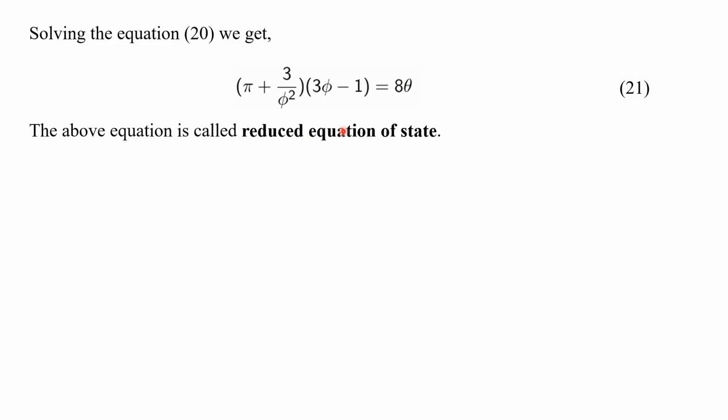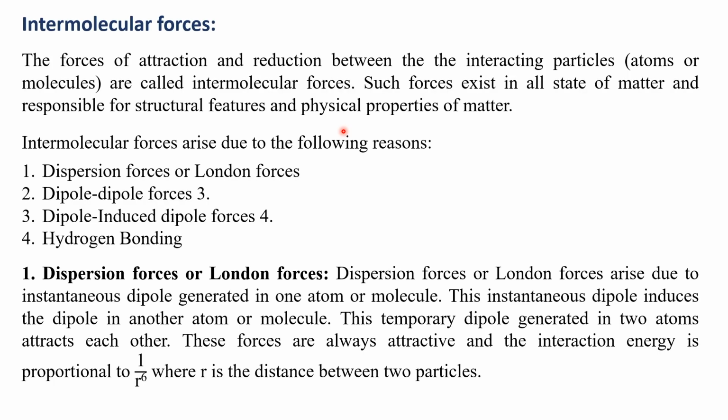Here pi, phi and theta do not have any dimension. These are all dimensionless quantities: pi is known as reduced pressure, phi is reduced volume, and theta is reduced temperature. Now we discuss intermolecular forces. The forces of attraction and repulsion between the interacting particles or atoms are called intermolecular forces.